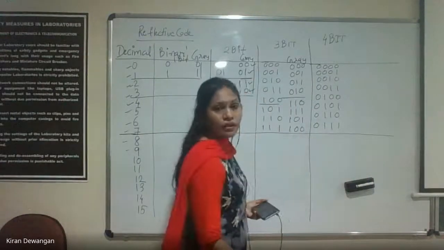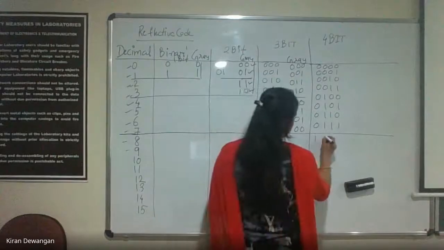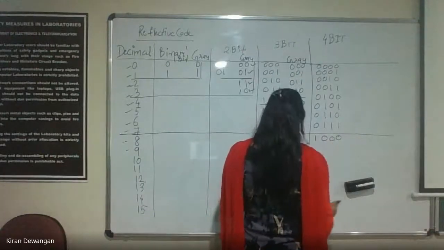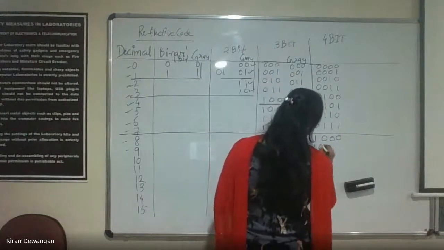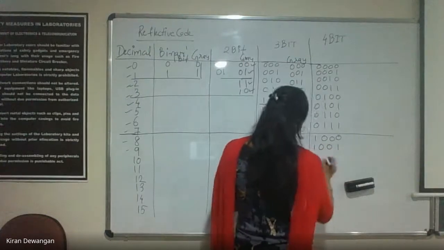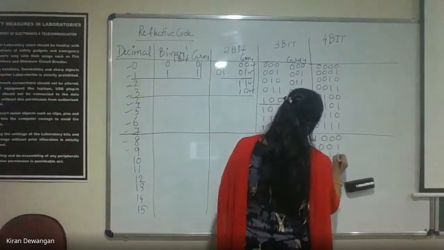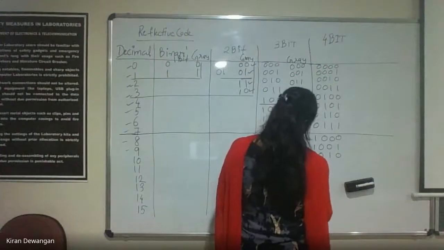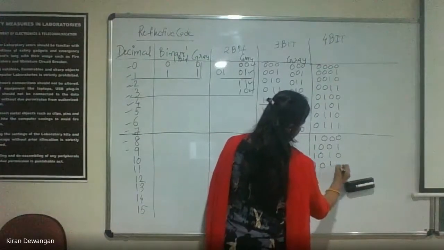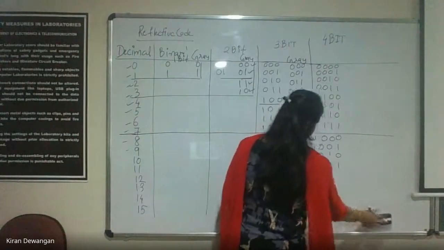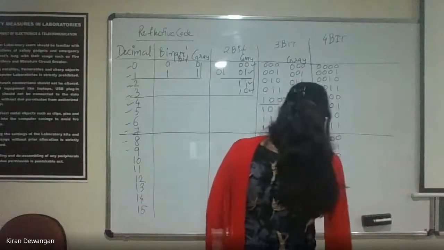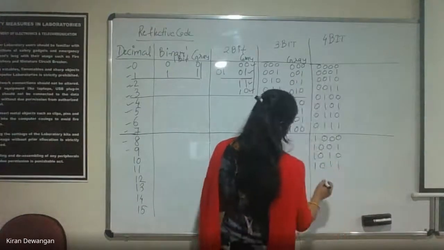What is the binary of 8? It is 1 0 0 0. 9 is 1 0 0 1. 10 is 1 0 1 0. 11 is 1 0 1 1. 12 is, what is the binary of 12?